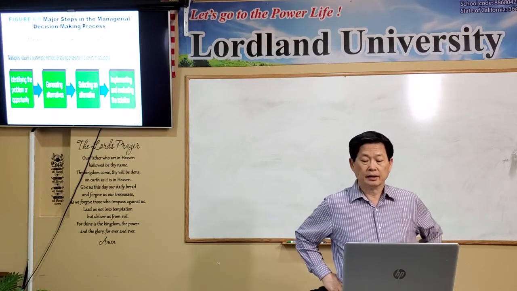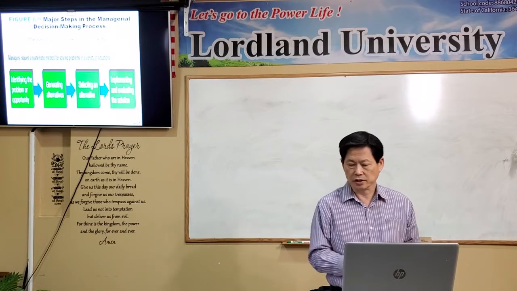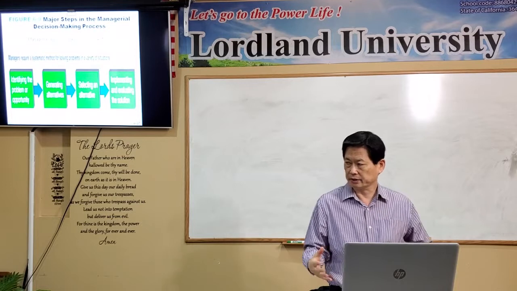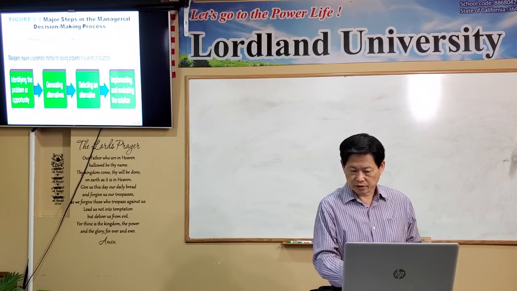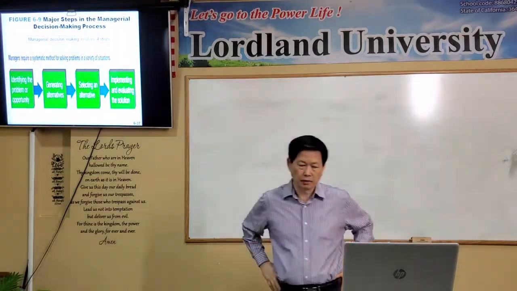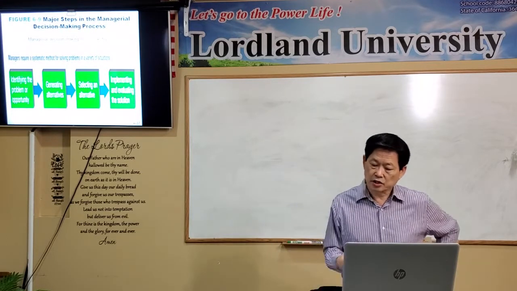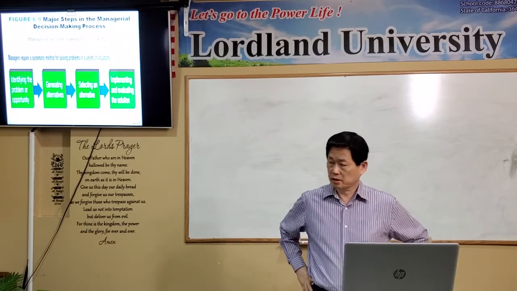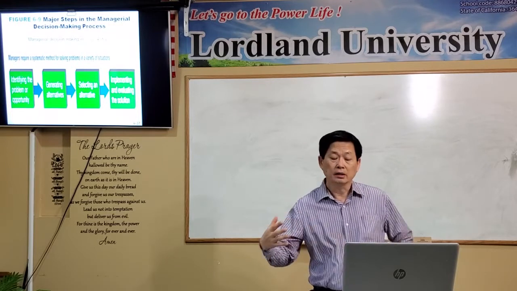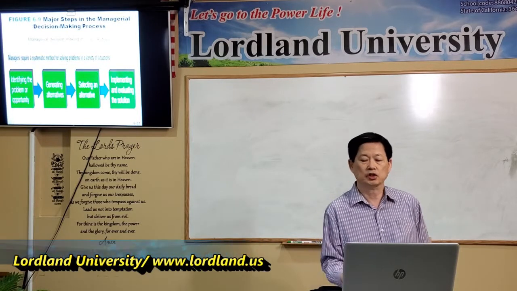Managers require a systematic method for solving problems in a variety of surrounding situations. Okay? First step, identifying the problem or identifying the opportunity. Second step, generating the alternative methods. Third step, selecting the best alternative method among the variety of alternatives. Fourth step, implementing the solution and evaluating the solution. That is the decision-making process.